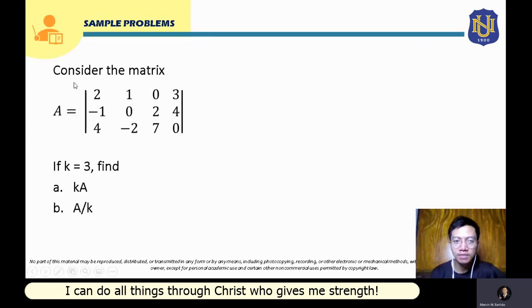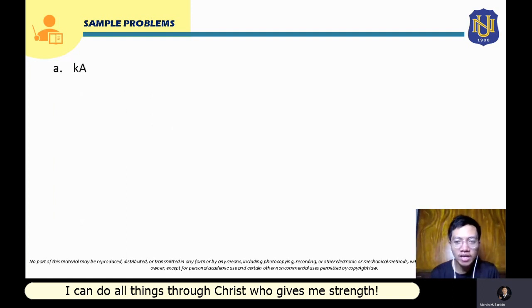Okay. So let's start solving problems about scalar multiplication and scalar division. Let's consider the matrix A here. These are the elements of matrix A. If K is equal to 3, find letter A, KA, and letter B, A over K. So we will apply scalar multiplication and scalar division here.